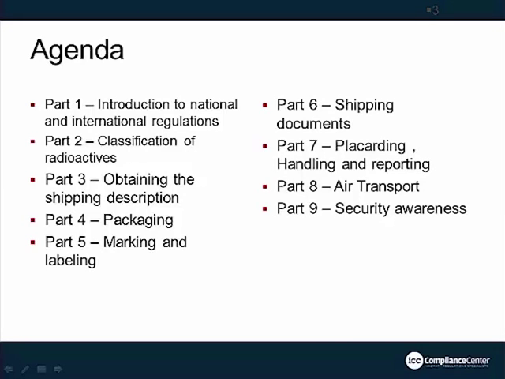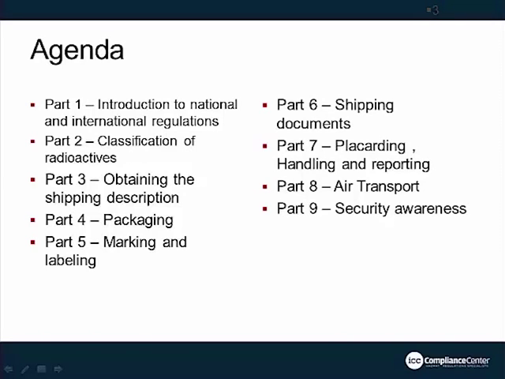Part 1 will introduce us to the regulations involved in transportation of hazardous materials and dangerous goods. Part 2 will cover classification and identification of radioactive materials. Part 3 will introduce the use of the Hazardous Materials Table from the Hazardous Materials Regulations. In Part 4, we will discuss packaging requirements, and in Part 5, we will cover the requirements for marking and labeling packages of radioactive materials.